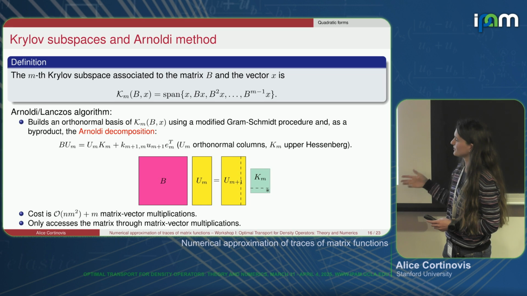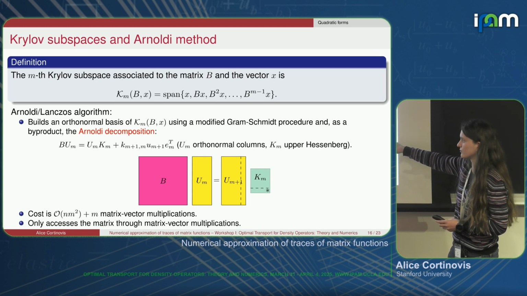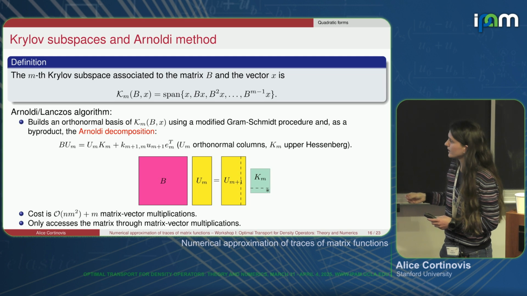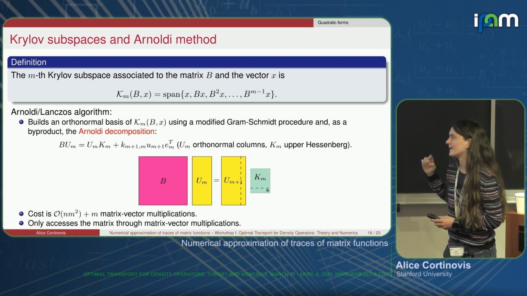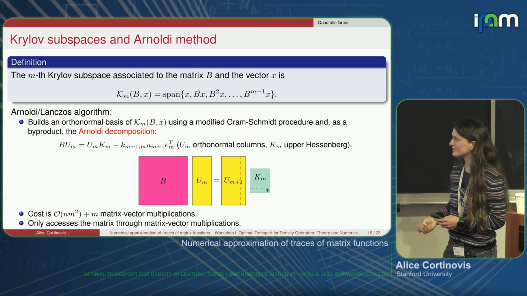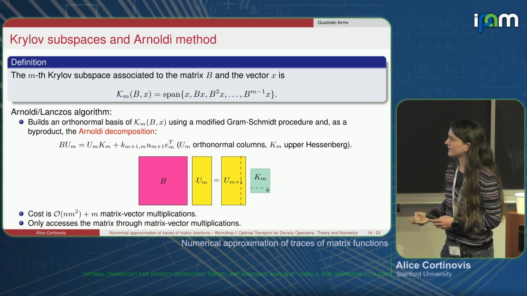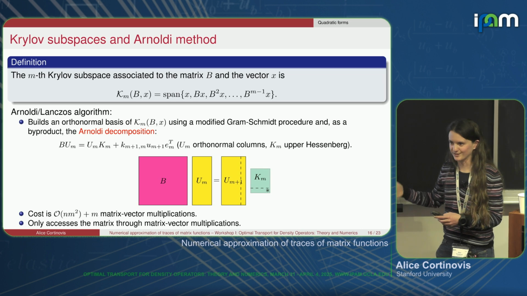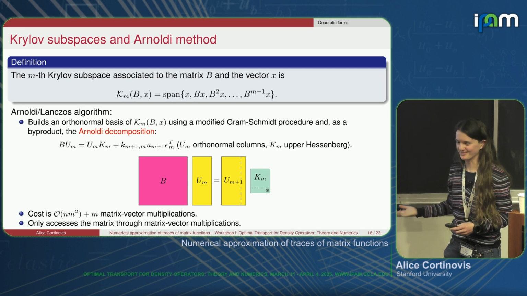Okay. So again, I want to stress that to get this stuff, the only thing you need to know is how to compute matrix vector multiplications with the matrix B. In particular, you need m matrix vector multiplications. And then you have the orthogonalization cost, which is like n m squared. Hopefully, it's something feasible.